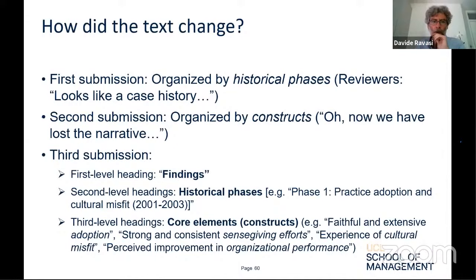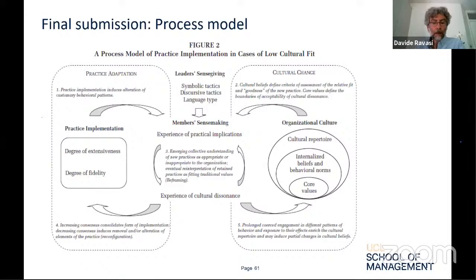This was the process model where we still highlighted the fundamental constructs. And then we used this theorization of the arrows, 1, 2, 3, 4, 5, to show how the cycles moved from one construct to the other.